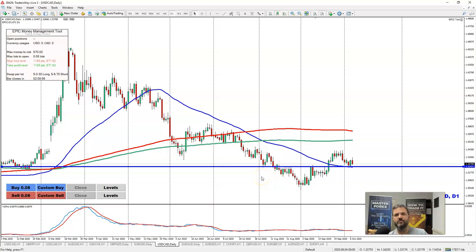Let's use an example here. This level went down to here, and then the next time it tested that, somebody might be saying, oh, we hit a level, let's go long. It's at support. That might be a good idea, except you would have lost the trade. And that's okay, because sometimes people lose trades.